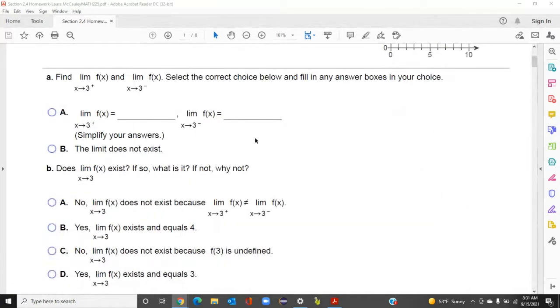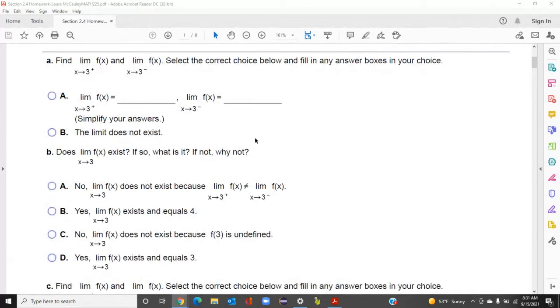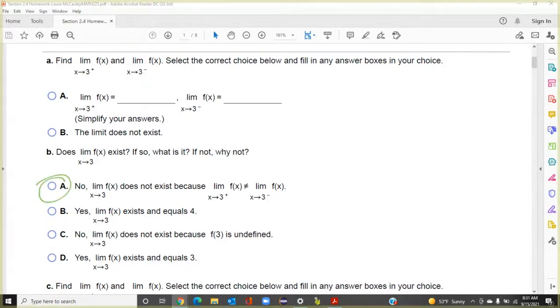Part B says, does the limit in general exist? The answer would be no, they didn't agree with each other. One was 4 and one was 3. So I would go with A there. You can have a piecewise function, but they have to agree at that breakup point. If they agree, then you're good to go with a piecewise. But otherwise, if there's a break there, you have a problem.